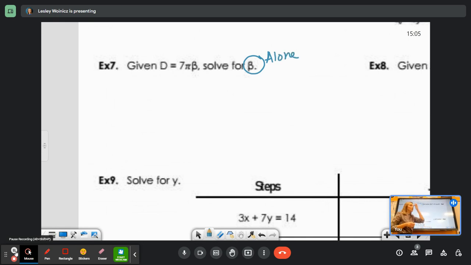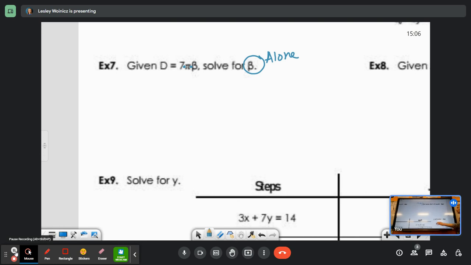So we don't actually have to find a numerical value for beta. We can't. We've just got a bunch of gobbledygook, right? Symbols. But we can rearrange this so that beta is all alone on its side of the equation. And that's what we have to do. Cool? What operation is happening between the 7, the pi, and the beta? It is multiplication. They are being multiplied. How do we undo multiplication?